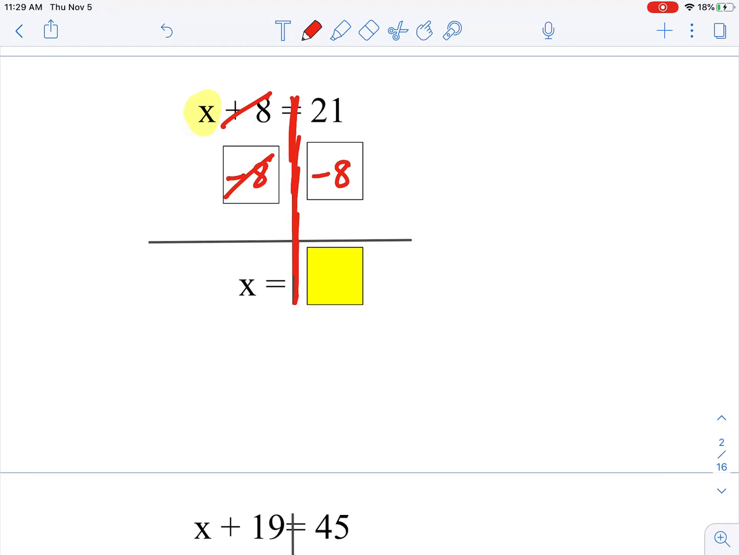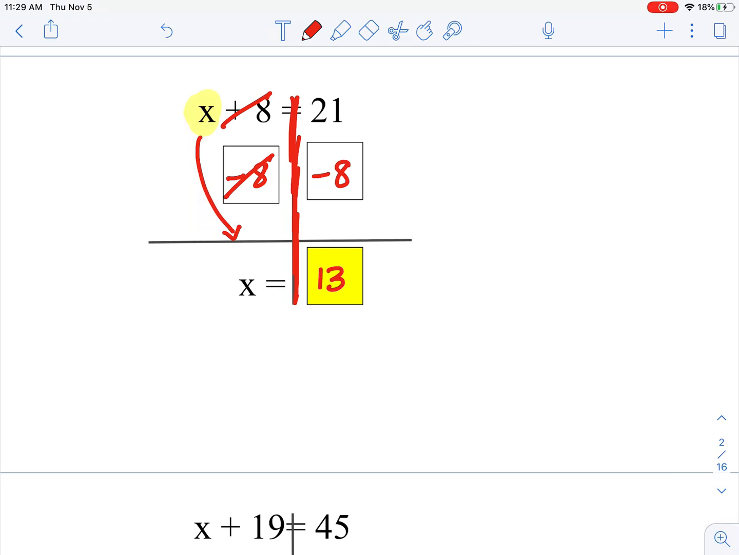These cancel out and leave me with that x by itself. And then on the right side, you do the math. 21 minus 8 is 13. So x would equal 13.